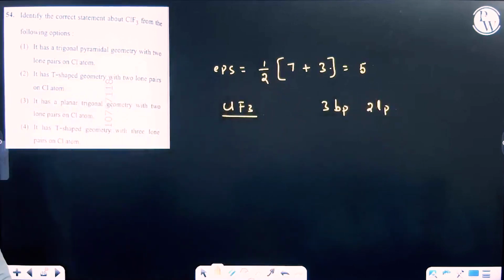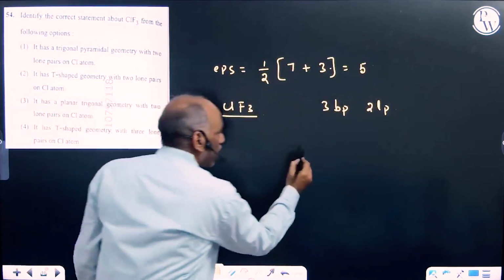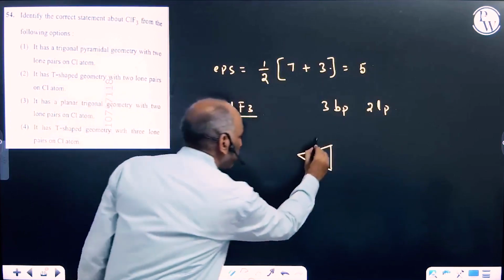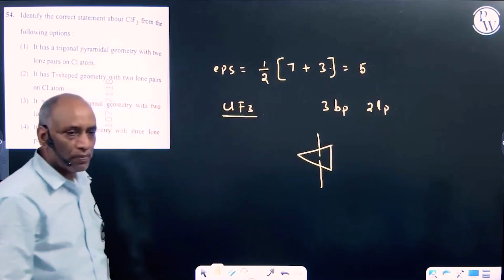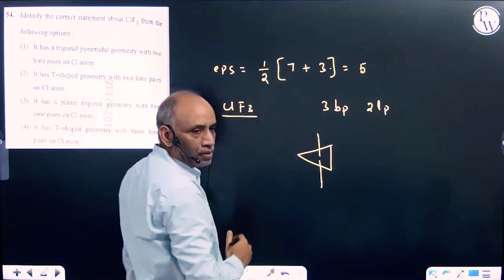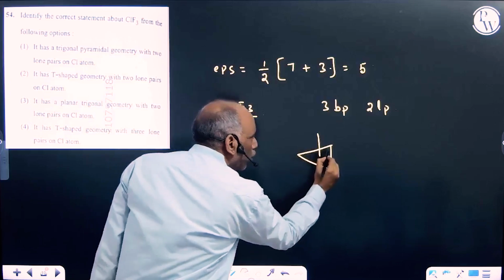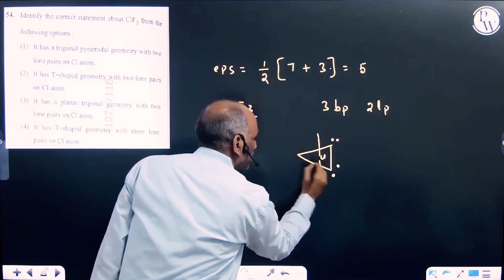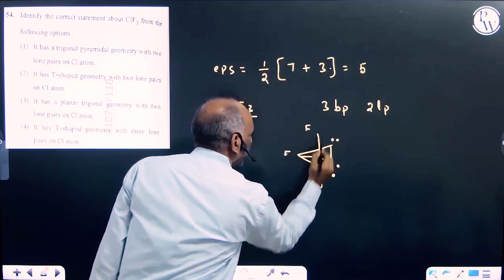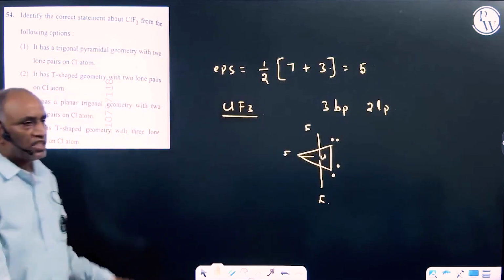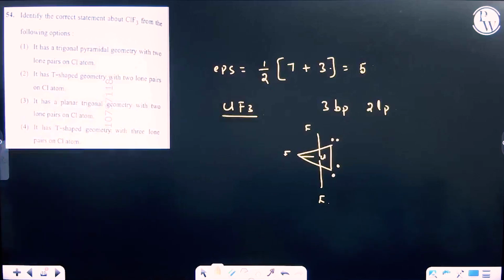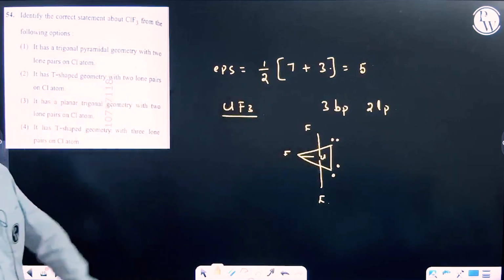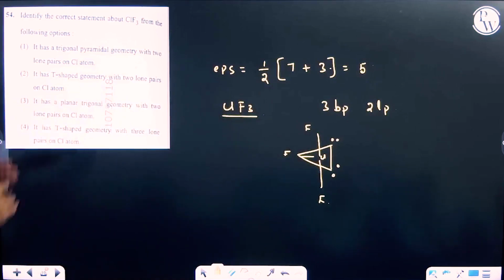So as per VSEPR theory, the geometry of the molecule will become trigonal bipyramid, whereas the shape of the species will become T shape, where the lone pairs of electrons will be present in equatorial positions. This is the most commonly appearing question in JEE, where the number of 90-degree bond angles will be taken as 0 because of those repulsions.